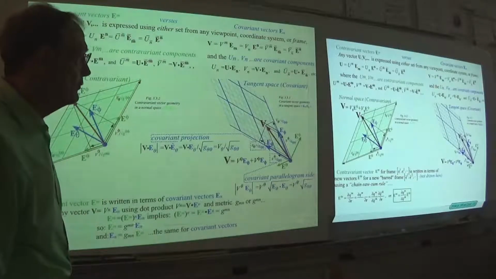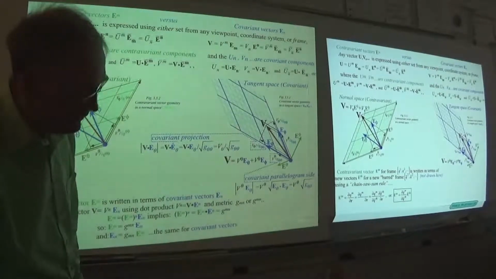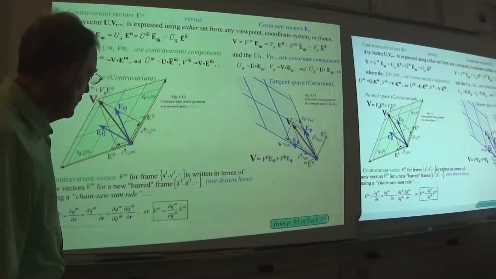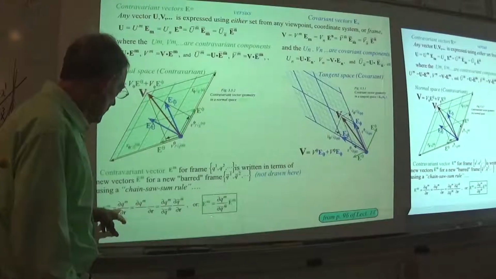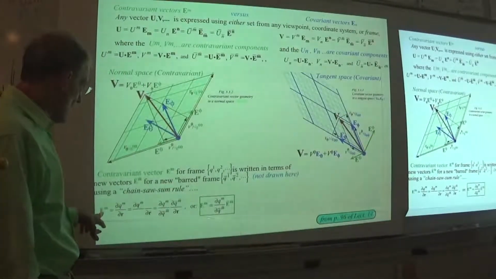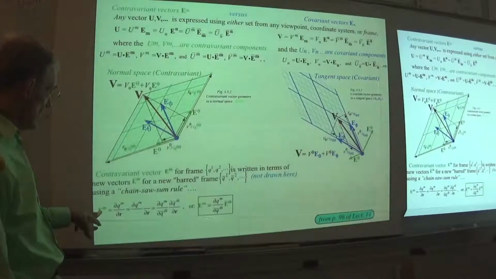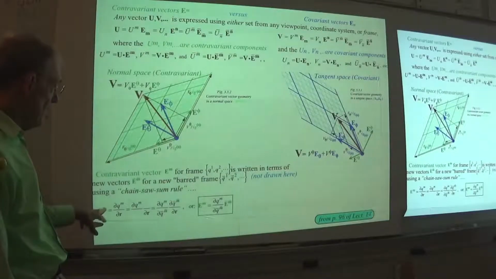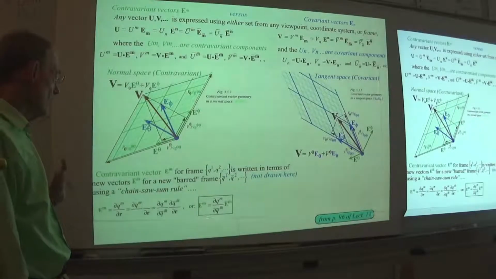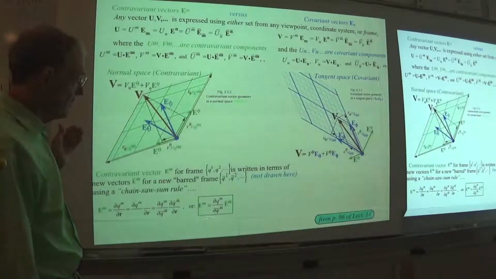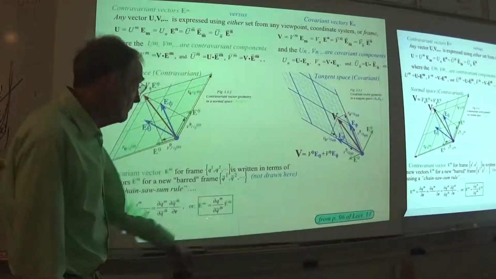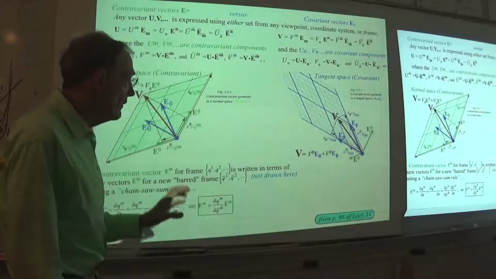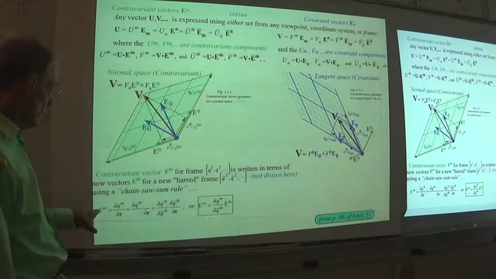I call it the chainsaw sum rule, but it doesn't have anything to do with the horror movies that involve chainsaws. It's basically what you do is you say, I want to turn my contravariant vector here, m, into a combination of contravariant vectors involving E bar, M bar. Okay, in other words, a whole set of things that have bars on them, whereas I didn't have that here.